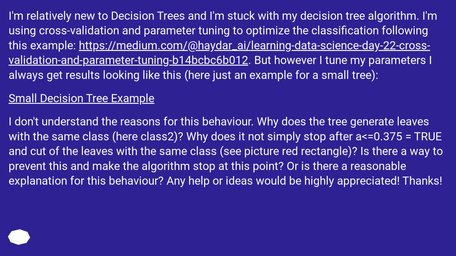Why does the tree generate leaves with the same class, here class 2? Why does it not simply stop after a equals 0.375 equals true and cut off the leaves with the same class, see picture red rectangle? Is there a way to prevent this and make the algorithm stop at this point? Or is there a reasonable explanation for this behavior? Any help or ideas would be highly appreciated. Thanks.